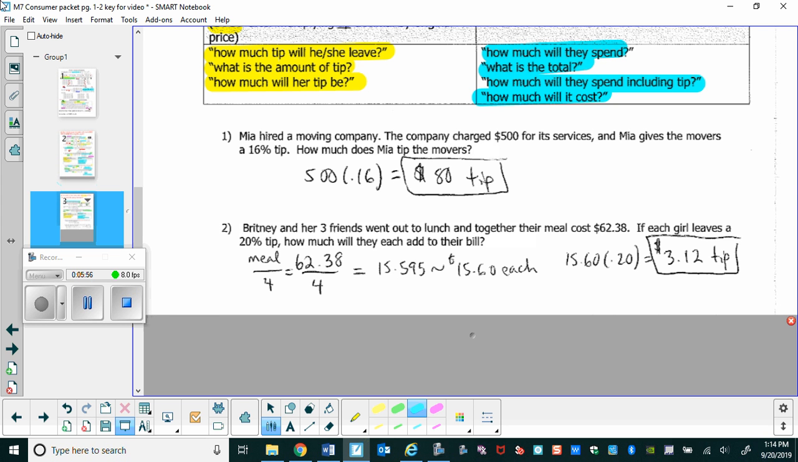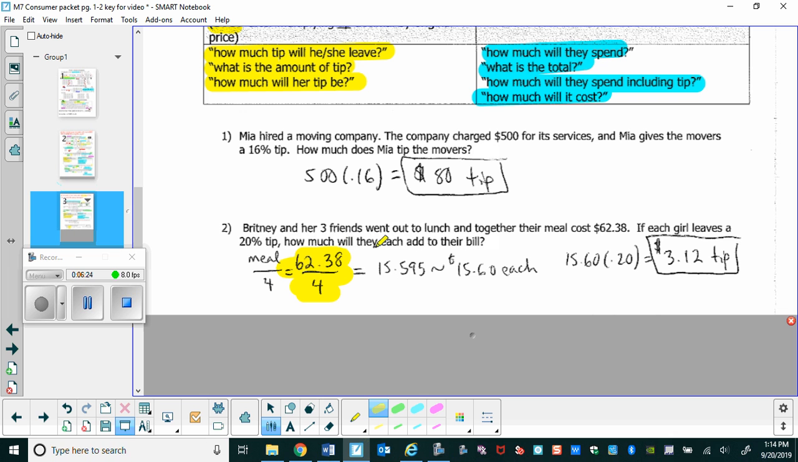Now for number 2, Brittany and her 3 friends went out to lunch, and together their meal was $62.38. If each girl leaves a 20% tip, how much will they each add to their bill? So if it's just asking how much they're each going to add to their bill, once again, it's just asking for gratuity. So if Brittany and her 3 friends are out to eat, that means there's 4 people splitting the cost of the meal. Brittany and her 3 friends is 4 people total.